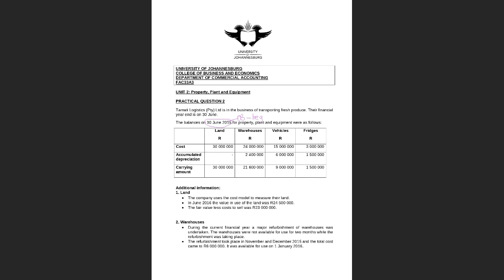Okay, so we're going to look at land first. They said we need to do it for land and for vehicles. If we look at land, we can see that the cost price is 30 million. There's no accumulated depreciation, and the carrying value is 30 million. Why would there be no accumulated depreciation for land?